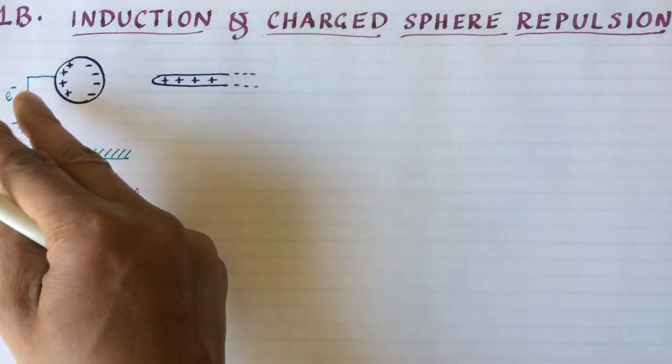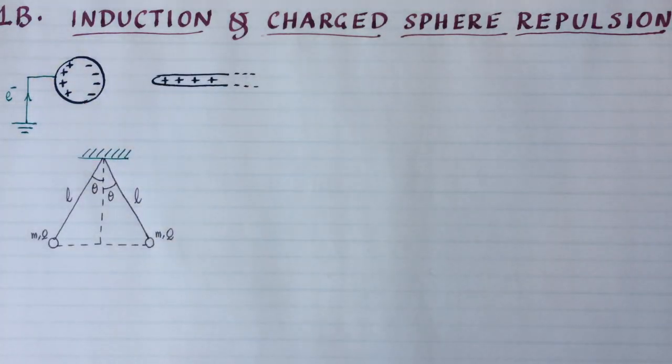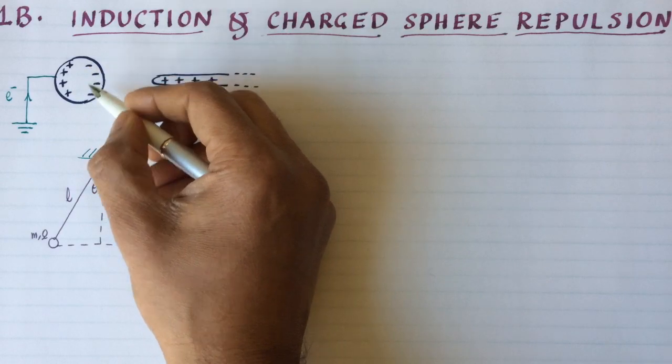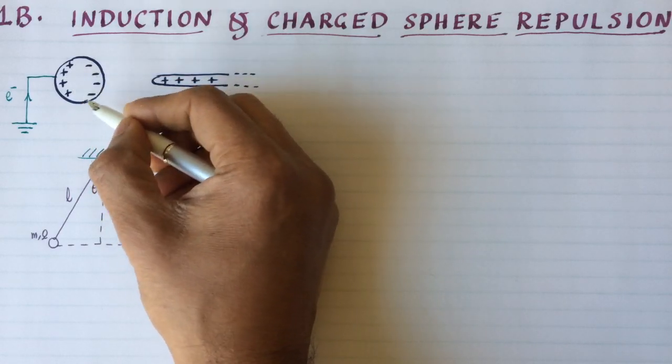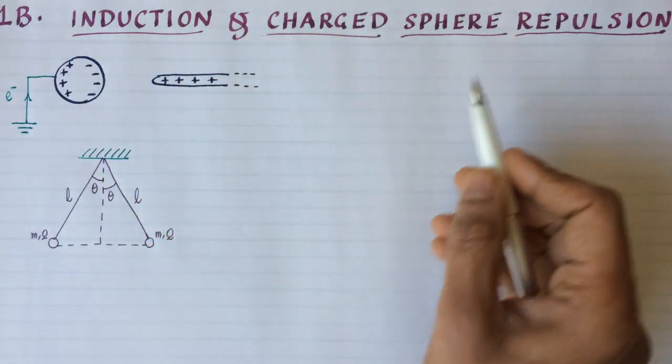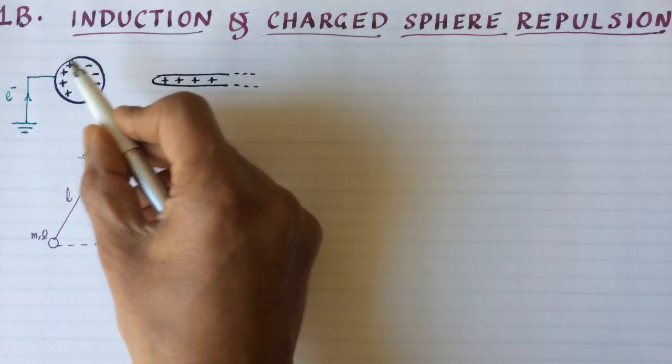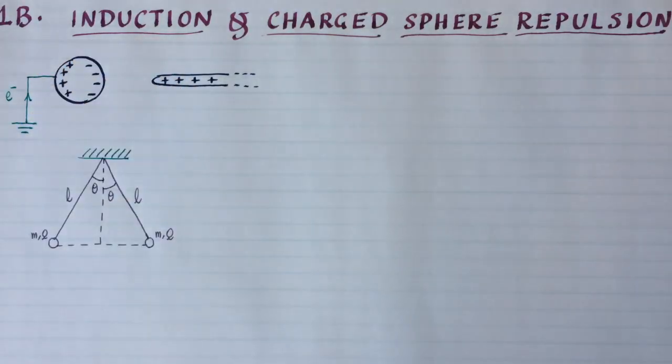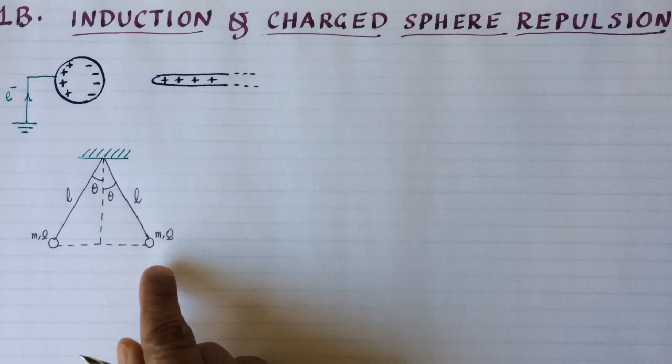Now what I'm going to do is remove the ground wire. Then you have an excess of negative charge on this side. Then remove the rod. So these negative charges will redistribute themselves and make it a uniformly negatively charged sphere. I repeat the process, keeping the same distance with the other sphere, so they are both equally charged. So I have mass m and charge q on each sphere.